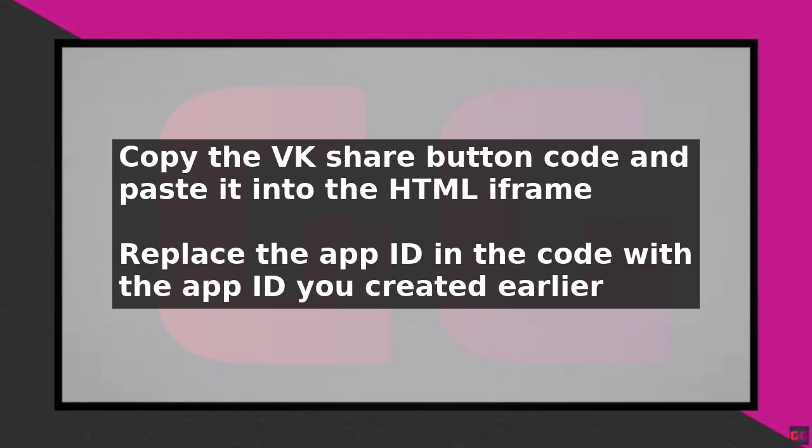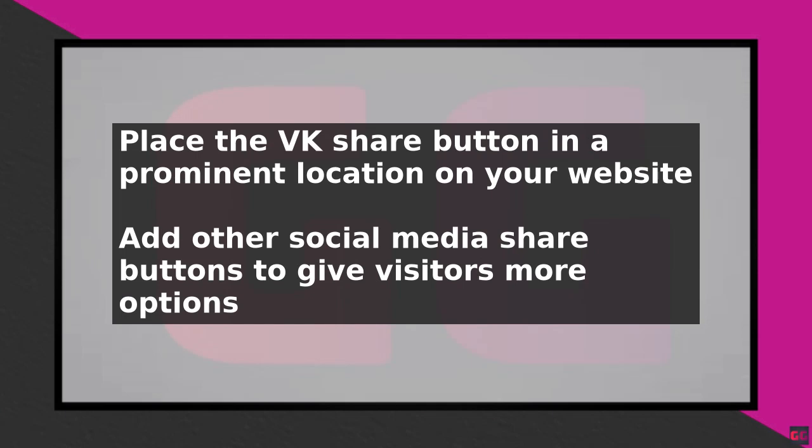You can customize the appearance of the share button by changing the parameters in the code. For example, you can change the size and color of the button. After you have added the code, click on the Apply button to save the changes. The VK share button should now be visible on your website. You can test it by clicking on it and seeing if it shares your content correctly.